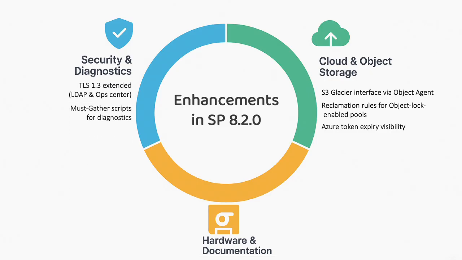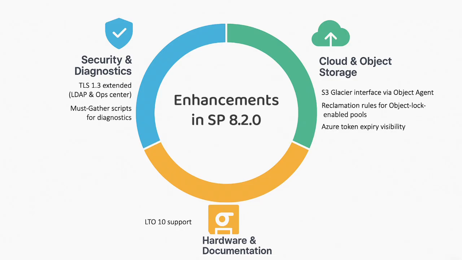SP 8.2 introduces must-gather scripts, automated diagnostic collectors for servers and BA clients. That makes troubleshooting smarter. Instead of manually gathering logs and system info, a single script packages everything needed for IBM support. This improves serviceability, speed of diagnosis, and accuracy of troubleshooting. Support teams will love this one.